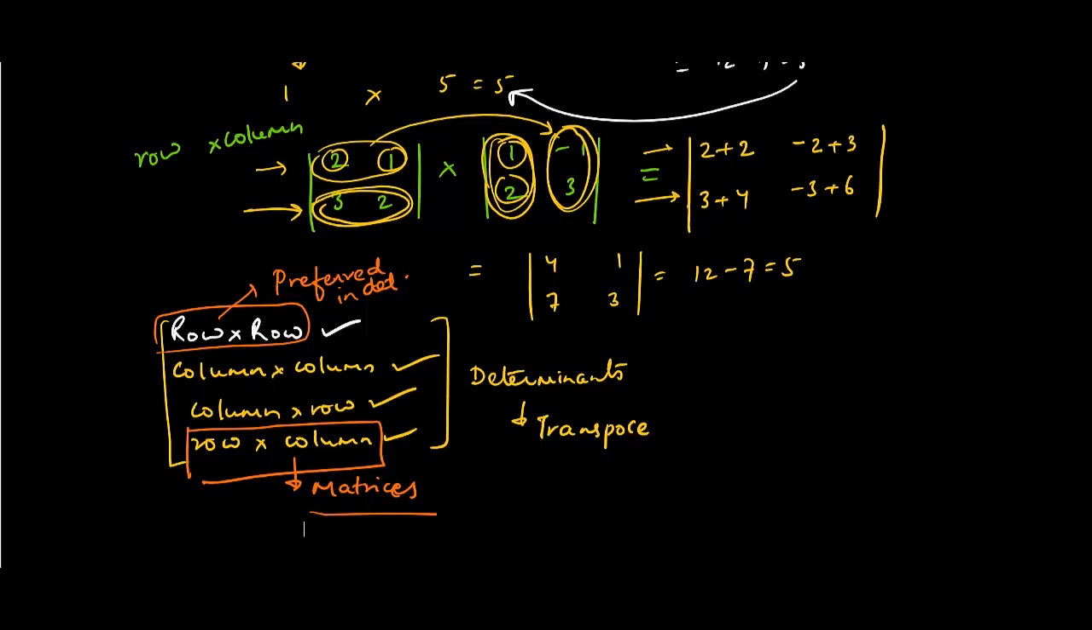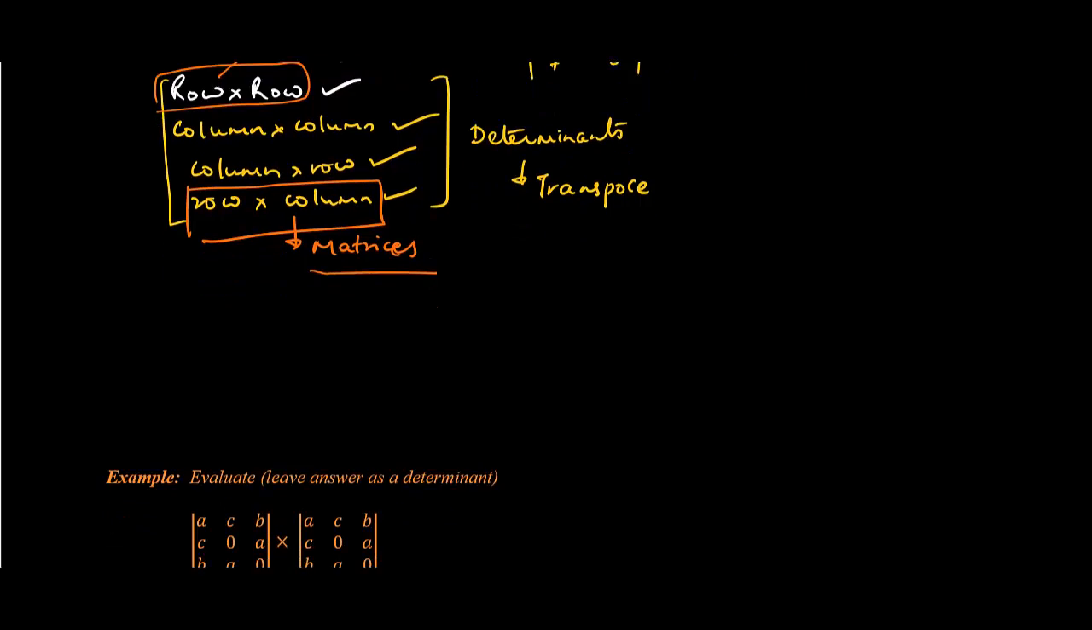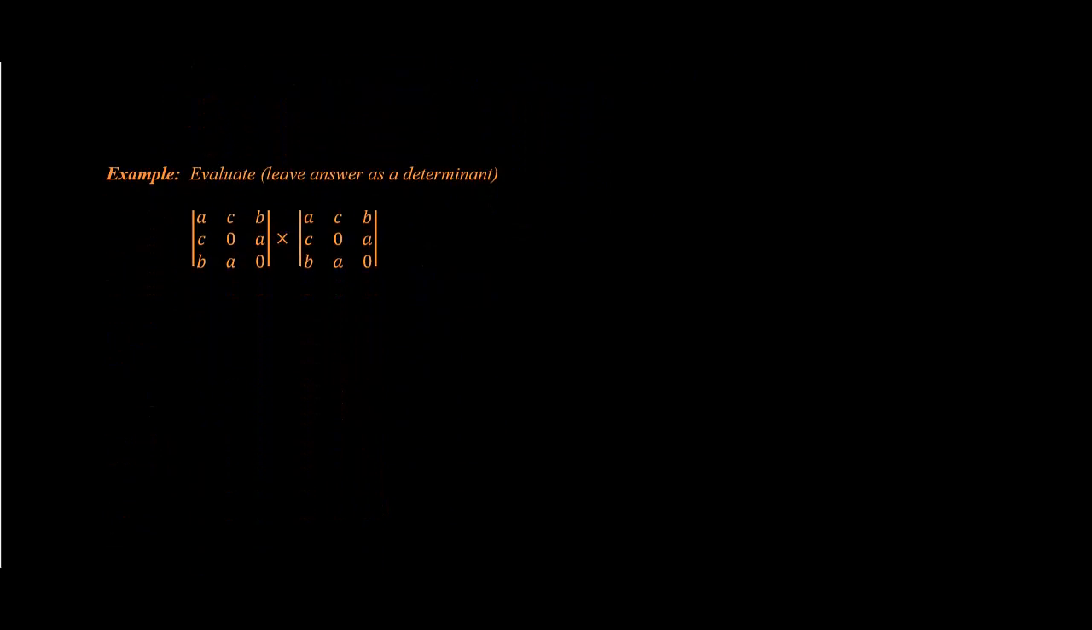So we now extend this principle of multiplication for a 3 by 3 determinant. We have exactly the same approach, and again in case of determinants I will be always going for row into row operations. So let's take this example. Suppose you have to find the value of this determinant. Now this is a 3 by 3 determinant, so we go for the corresponding row into row. So this gives us a square plus c square plus b square.